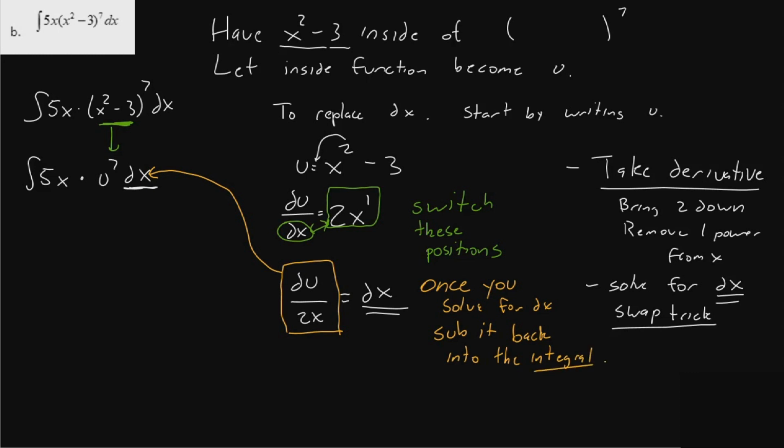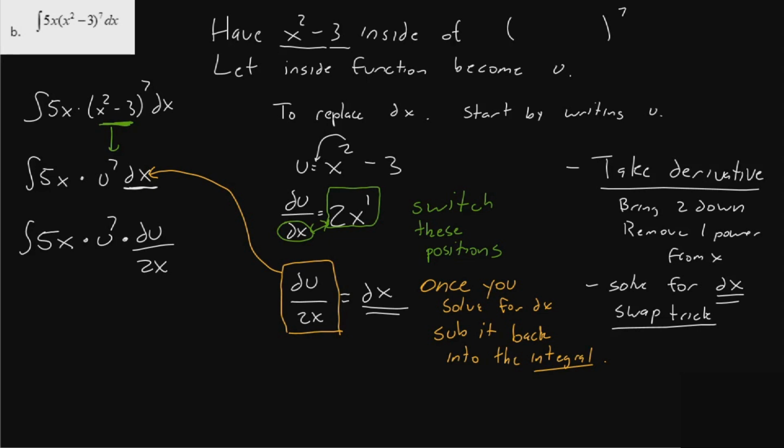Okay, so this dx gets replaced with du over 2x. The reason why we took this derivative and then manipulated what we got was so that we could replace dx with this fraction. So now our integral changes again, and we have 5x times u to the 7th times du over 2x.